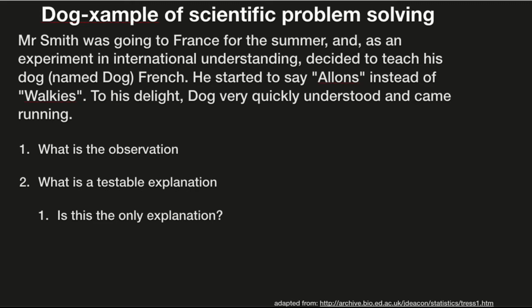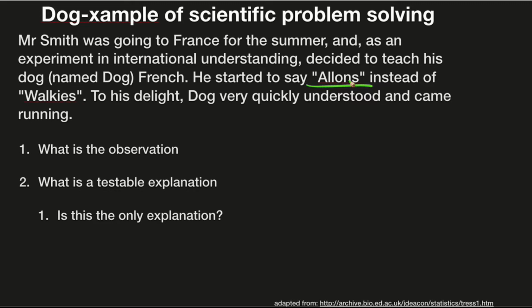And so what's the observation here? And what's a testable explanation? And is it the only explanation? So the observation here is that the dog responds to Allons. When Mr. Smith calls Allons, the dog comes running, just like he would if he said walkies. And so Mr. Smith's explanation for this, or hypothesis, is that the dog understands Allons as meaning walkies. In other words, he understands that French word. The real question now is, is that the only explanation?